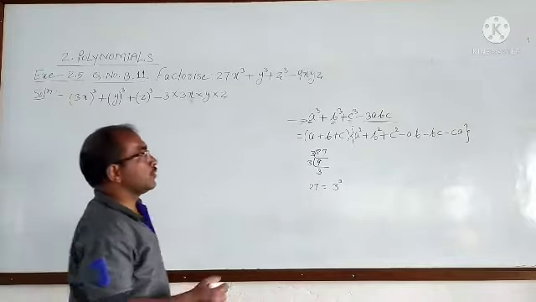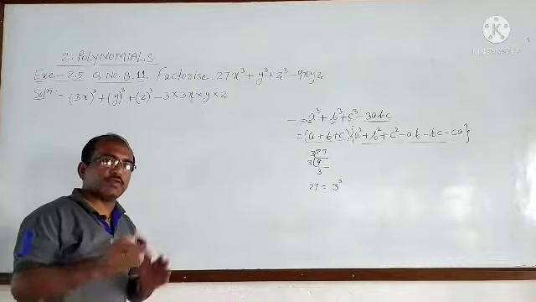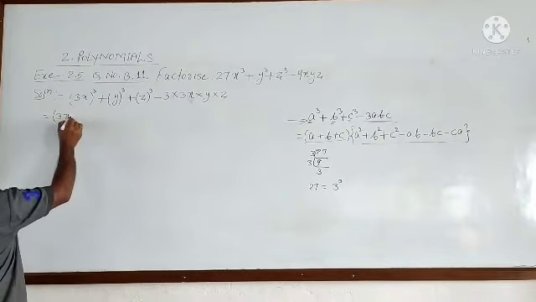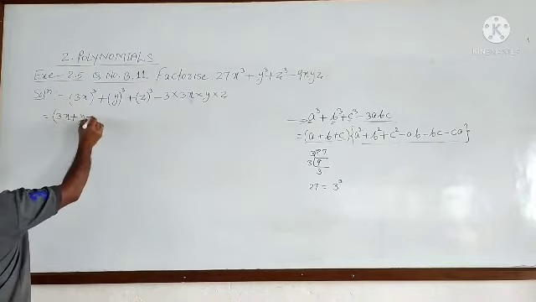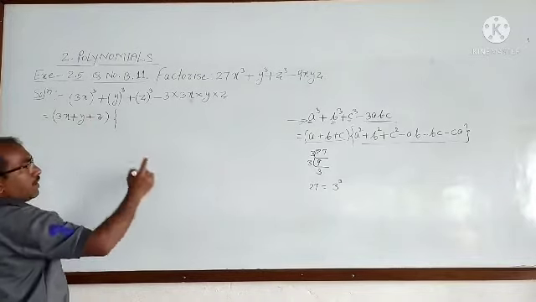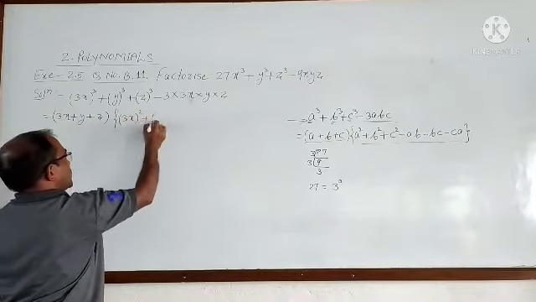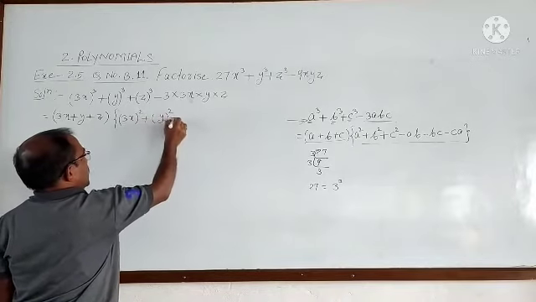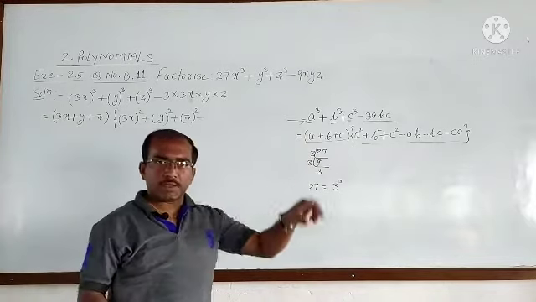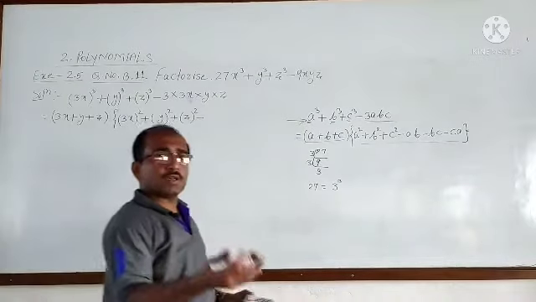And then next, what is it equal to? It is equal to a plus b plus c into a square plus b square plus c square minus ab minus bc minus ca. Let us arrange it now. So a, our first term here in this identity, is 3x, plus b plus c: 3x plus y plus z, and then a square. A is what? 3x, so (3x) square plus b is y, y square, plus c is z, z square, minus ab minus bc minus ca. That means first term into second term, second term into third term, and third term into first term.